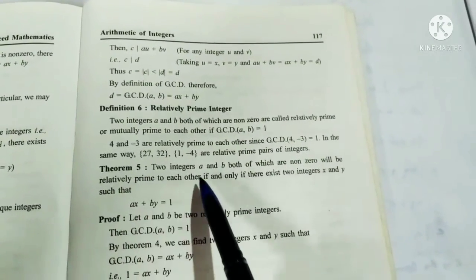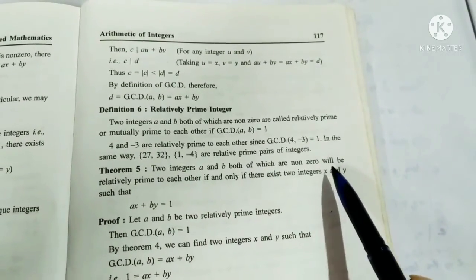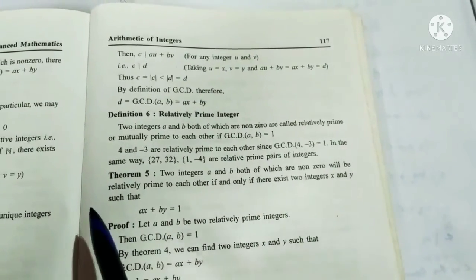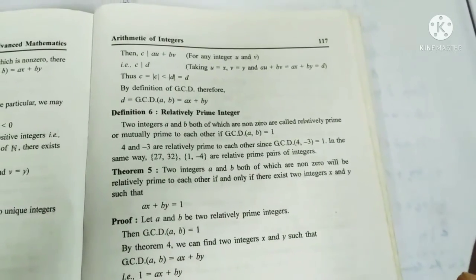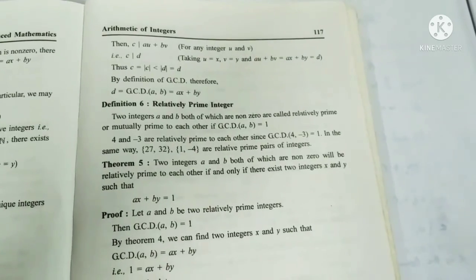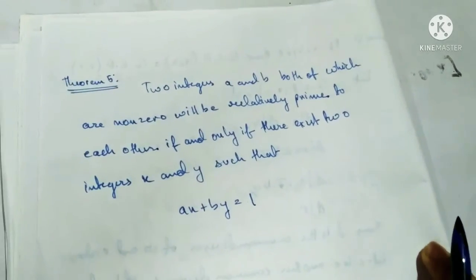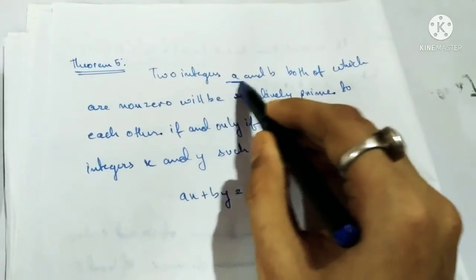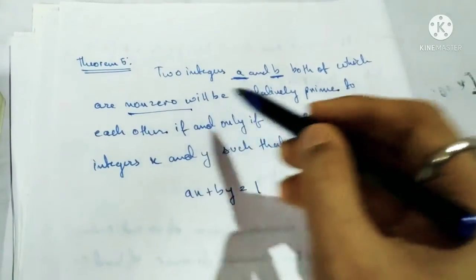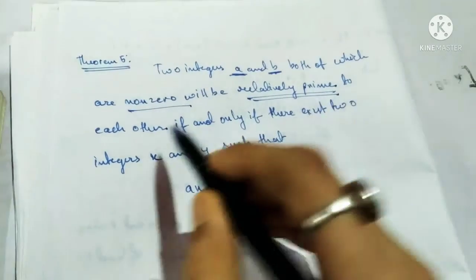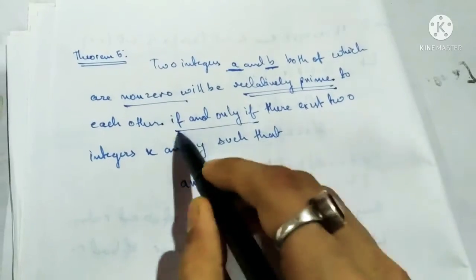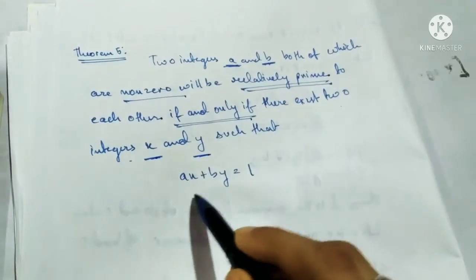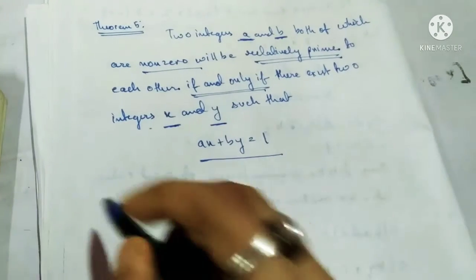Next you see theorem 5. Two integers a and b, both of which are non-zero, will be relatively prime to each other if and only if there exist two integers x and y such that ax plus by is equal to 1.